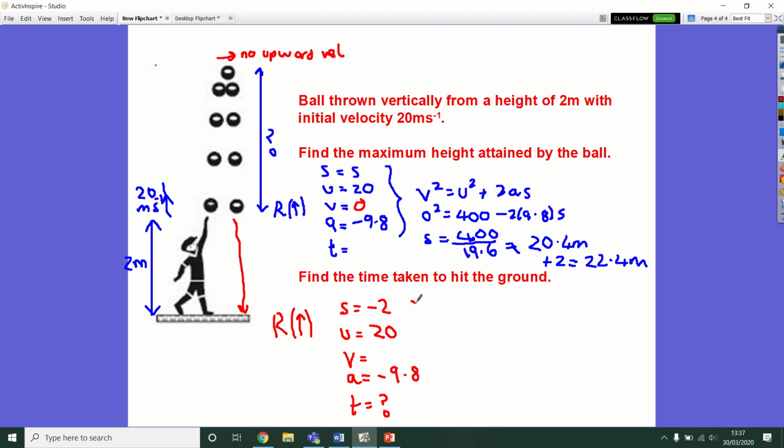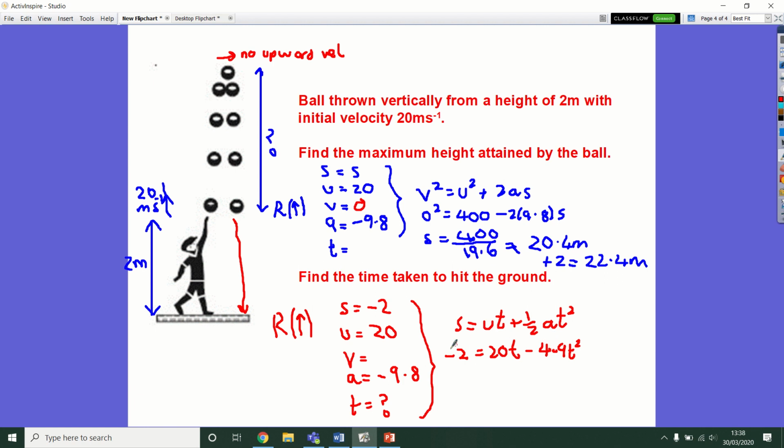Okay, so using those values, you can think about which equation is the best one. It's going to be this one again, quite a common one to use. It happens quite a lot: s equals ut plus a half at squared. Sub your values in. So minus 2 equals 20t, and half of A is half of this value here, so minus 4.9t squared. And that produces a quadratic equation in t, which we can then solve.